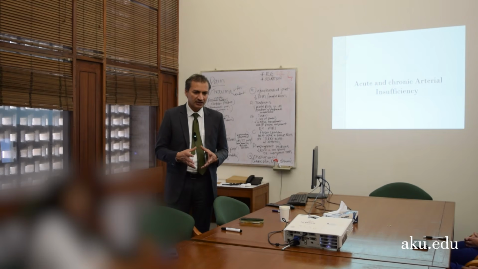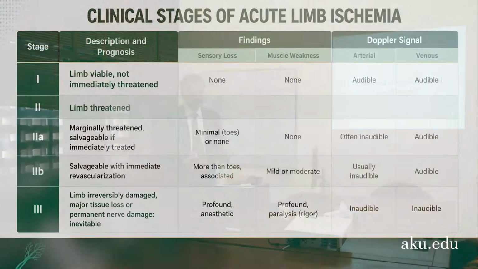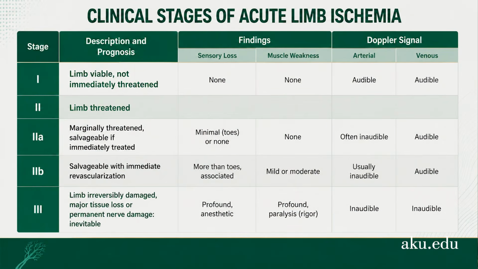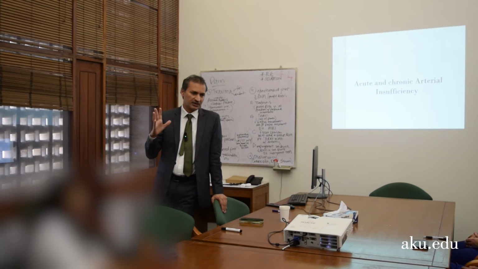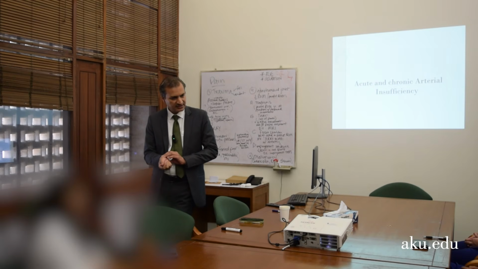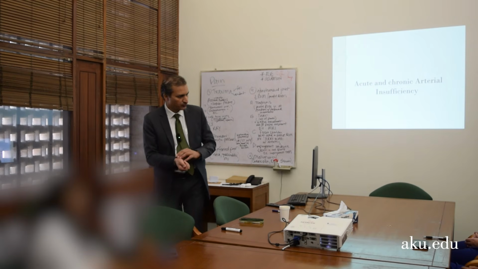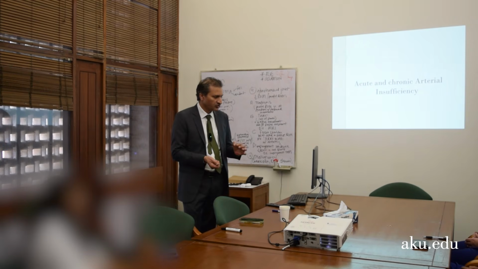According to Rutherford, we divide limb ischemia into 3 grades. One is viable, two is questionable viability or threatened ischemia, and three is non-viable. See my hand, it is pink, it moves, it has sensation. When you check pulses, the pulses are there. And if you put a Doppler, there are signals. So this is viable, this is category 1.